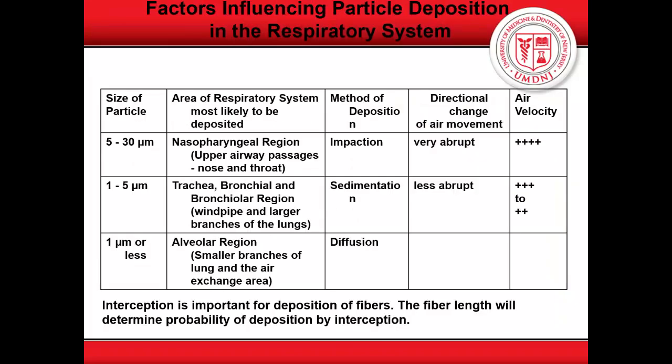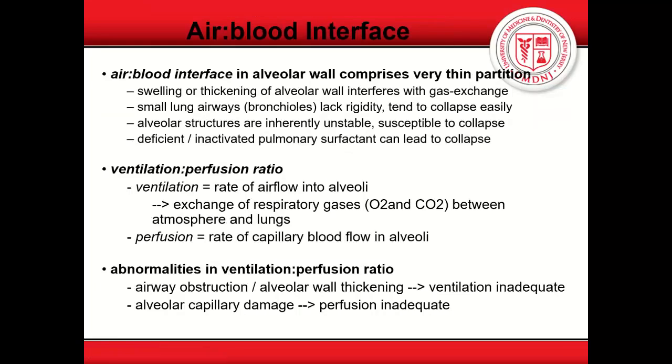Again, we're talking about the airflow and the different regions of the lung, which results in the method of deposition, where in the nasopharyngeal region you have very abrupt directional change of air movement and high air velocity, where the method of deposition is impaction, versus in the lung parenchyma, in the alveolar region, it's through diffusion. Know about the air-blood interface, and again how thickening of the alveolar wall would result in an interference in the gas exchange.